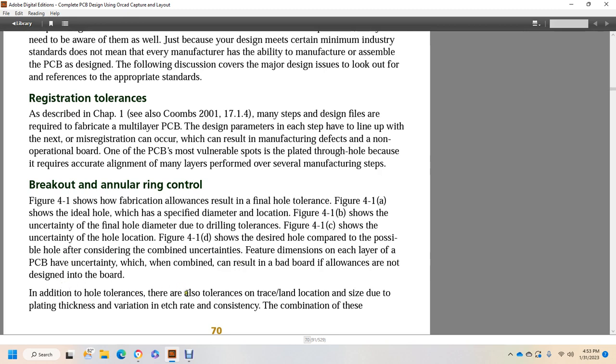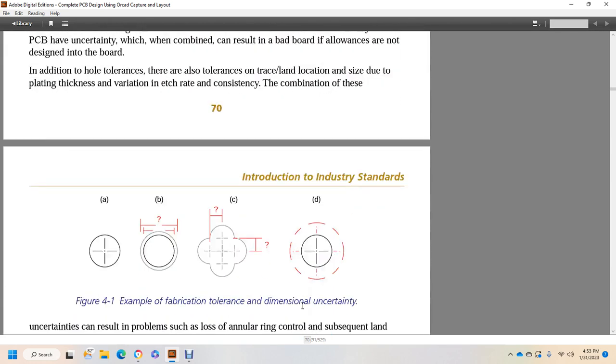In addition, there is a higher hole tolerance and a tolerance over the trace land location size due to plate thickness and variation of each of the rates, and the consistency with the combination of these. Figure 4.1 shows an example of the fabrication tolerance and dimension uncertainty.